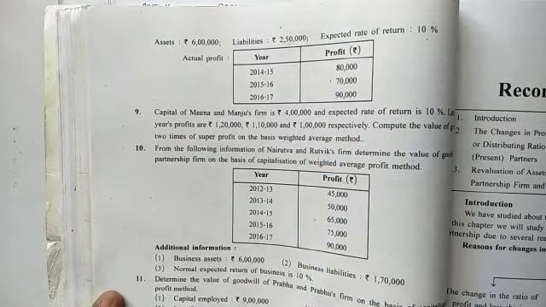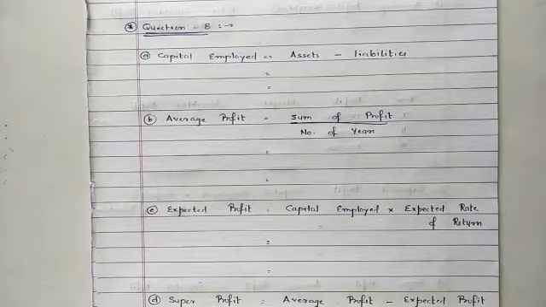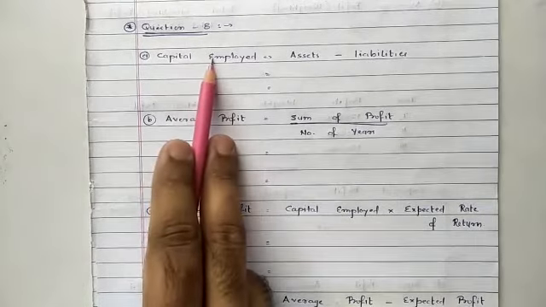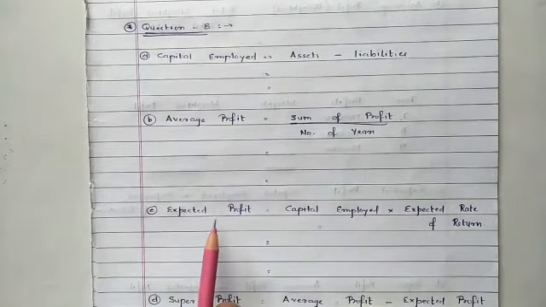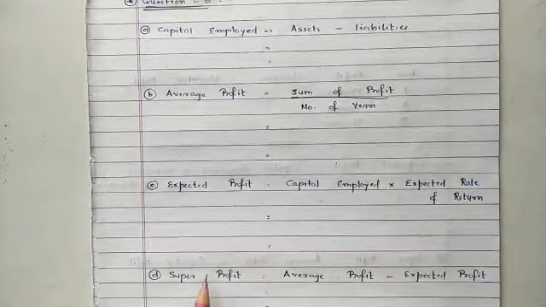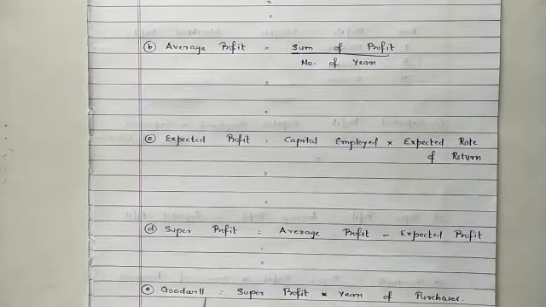On this basis we are required to calculate goodwill by super profit method. So, steps to keep in mind. The very first step is calculation of capital employed. Why do we need capital employed? Because we want to ascertain expected profit. Why do we calculate expected profit? Because we need to ascertain super profit. And why do we calculate super profit? For valuation of goodwill, because goodwill is equal to super profit into years of purchase.